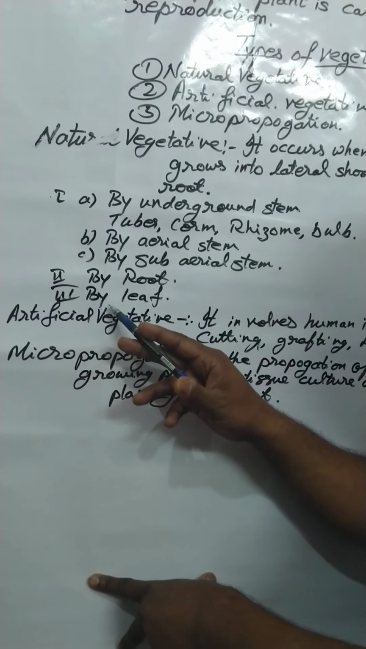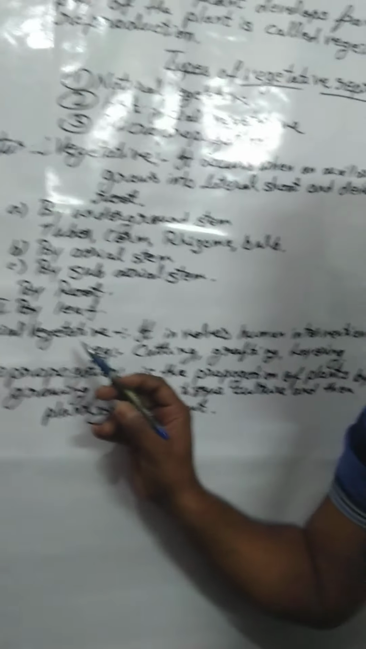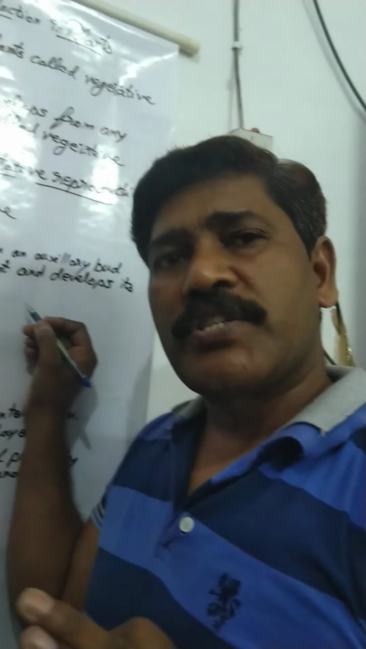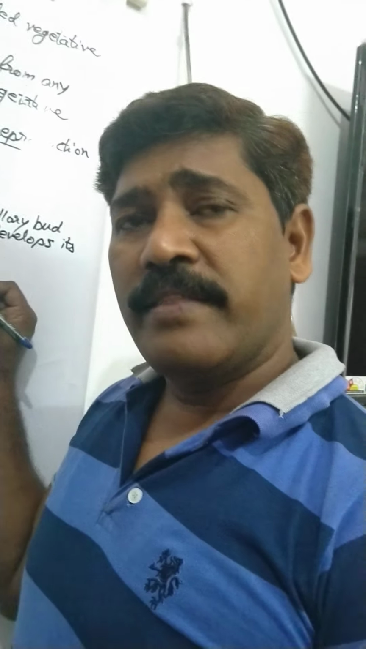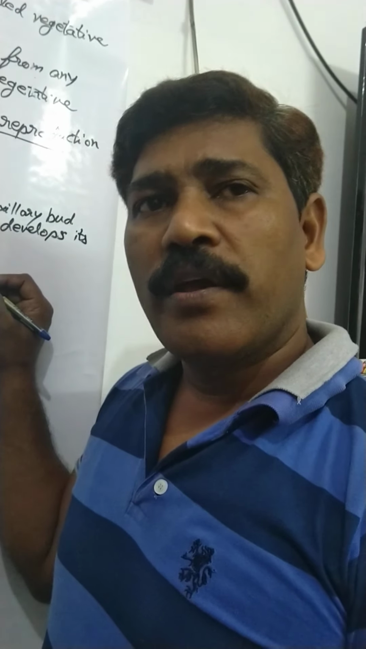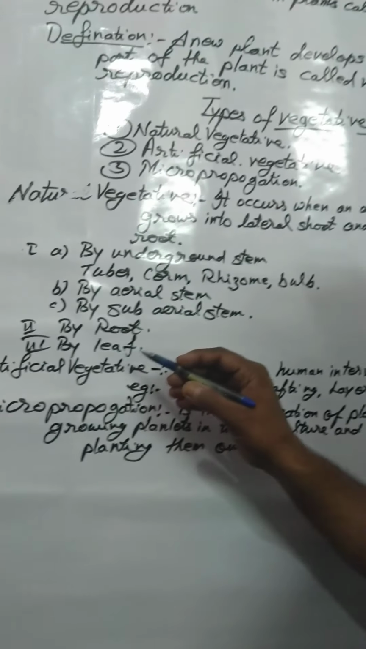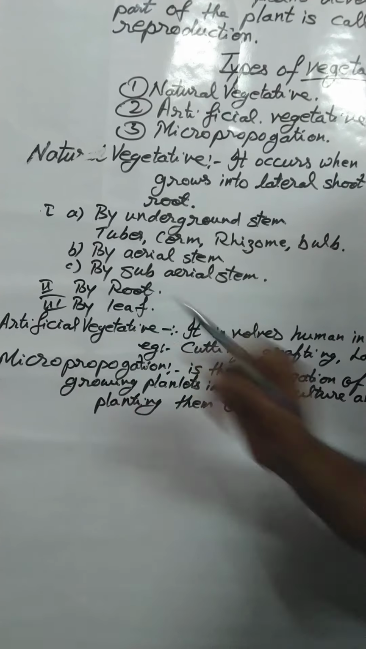And the third one is by leaf. For example, in bryophyllum. In bryophyllum, auxiliary buds develop on the leaf, and when they separate from that leaf, they fall down on the ground and give rise to a new plant. Such type of reproduction comes under this heading.